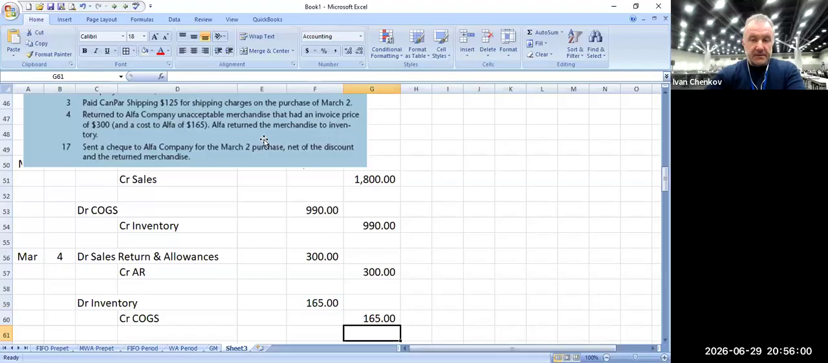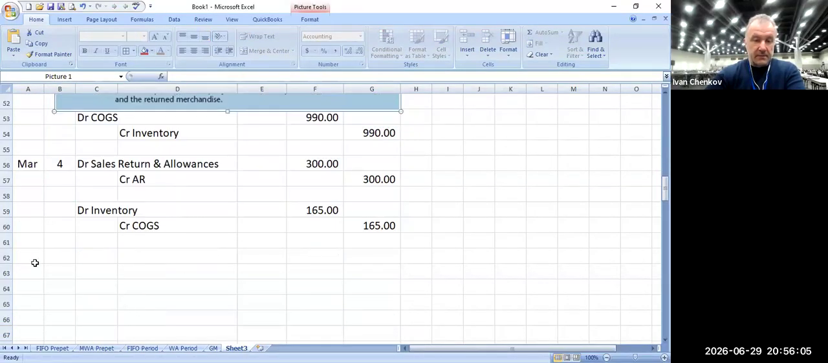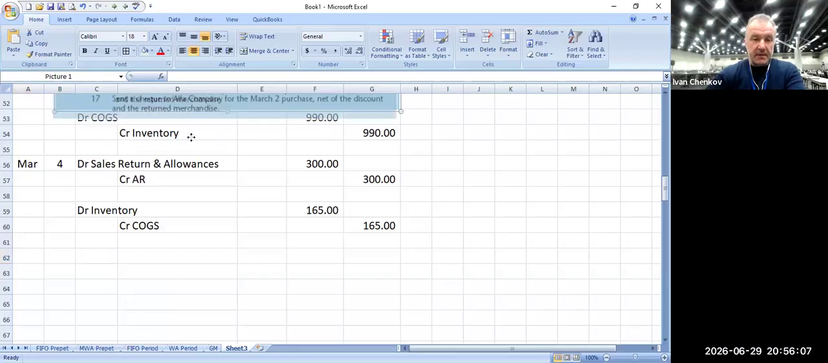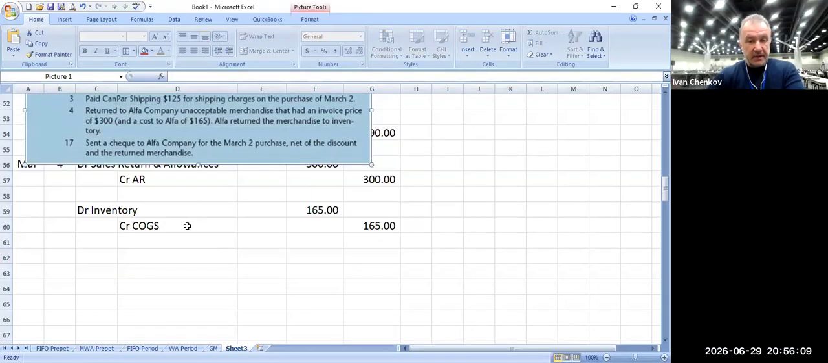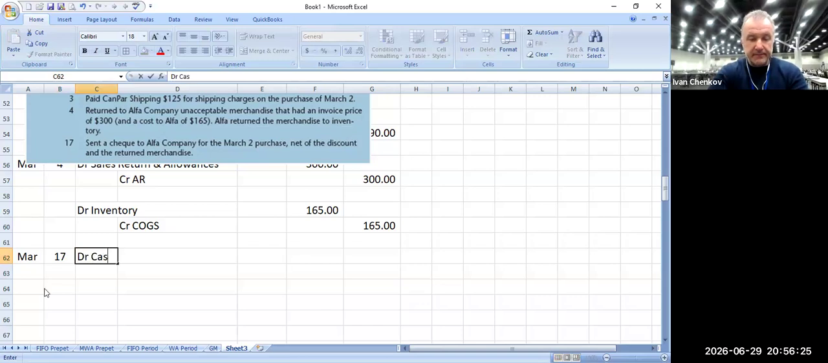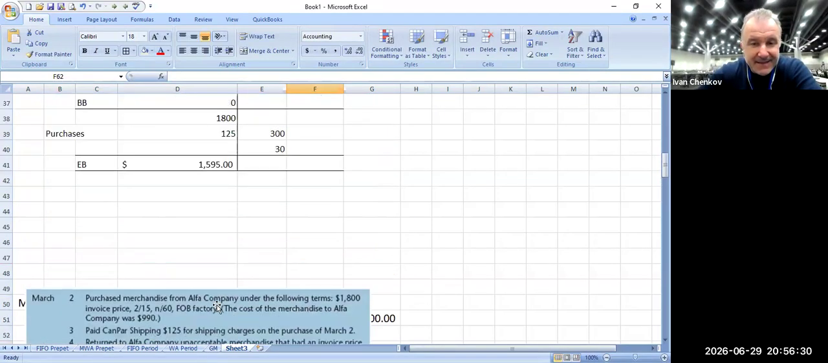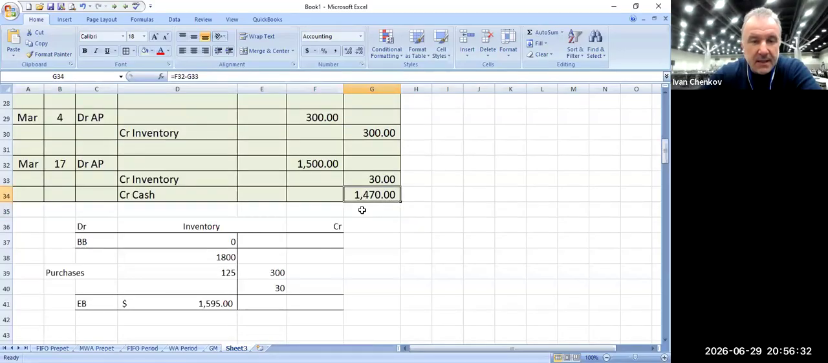The last thing left is the client's going to pay us. Great. Let's see how much he's going to pay us. He's going to pay us whatever he owes us, less 2%. So let's see, on March 17, what are we going to get? We're going to get debit cash. Now the question is how much cash we're going to get? Well, we're going to get exactly the cash that the client sent us.